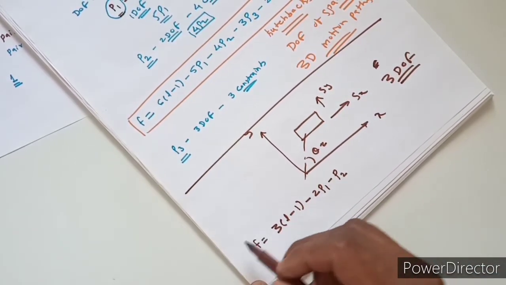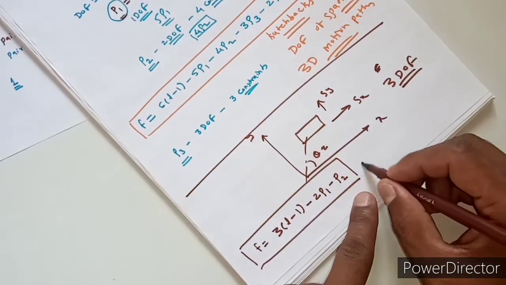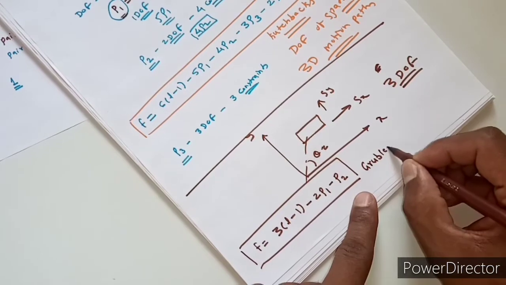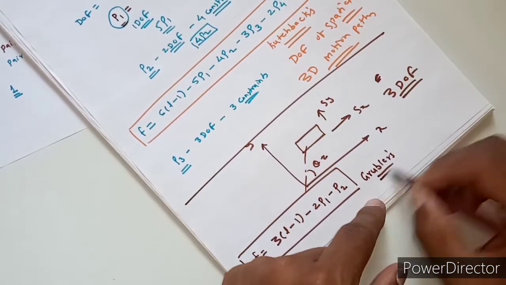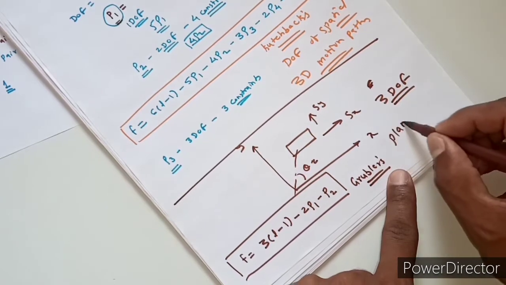This equation is called Grubler's criteria. This is used to determine degrees of freedom of planar mechanisms.